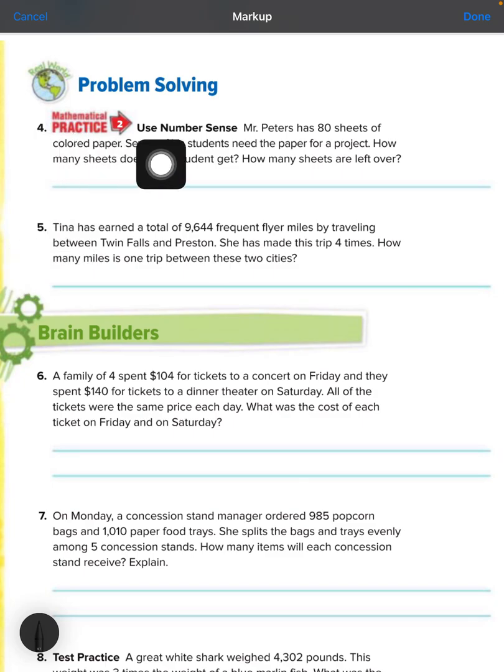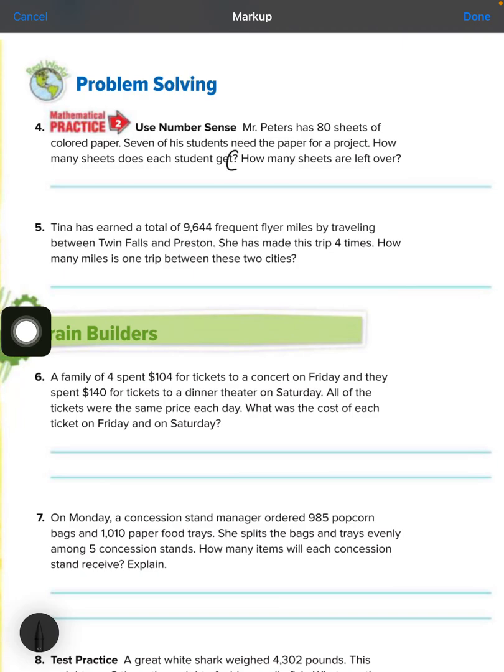Problem solving. Number 4, use number sense. Mr. Peters has 80 sheets of color paper. 7 of his students need the paper for a project. How many sheets does each student get? How many sheets are left over? Ooh, so that tells me we're going to have a remainder because there's 2 questions. I'm going to have 2 answers. And this right here, I'm going to translate that to a number 7. So this is important and this is important.